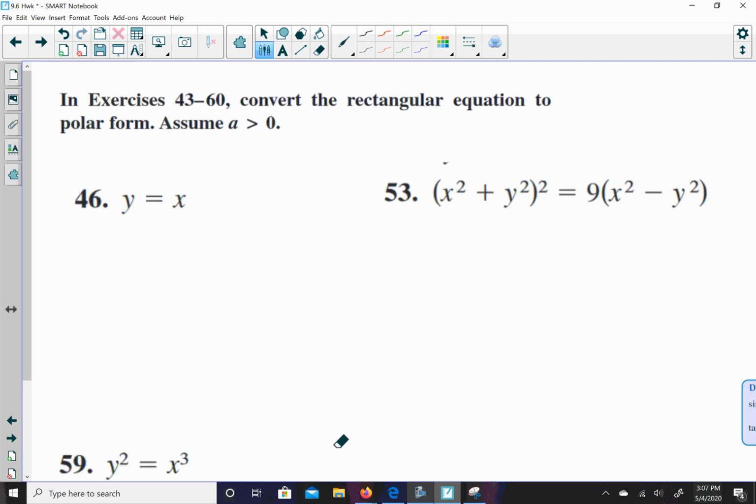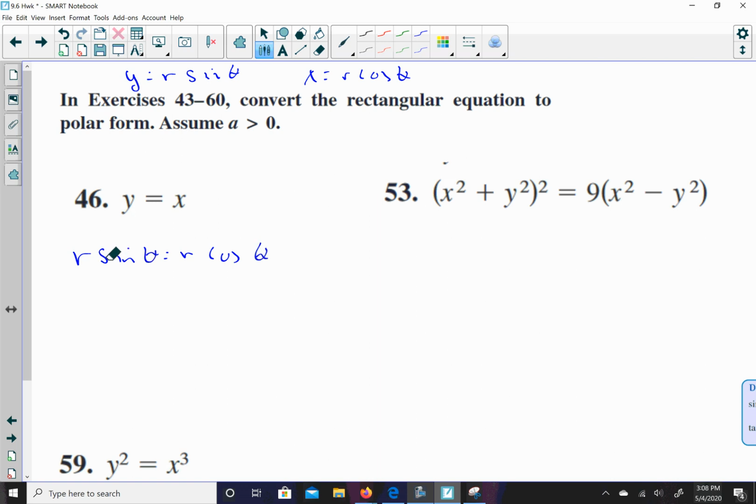Okay, 46, they wanted me to convert the rectangular equation to the polar form. And going from rectangular to polar is I think very simple, because there's only one thing you can do. And if we're going the long way about this, every place I see y, I'm going to write r sine theta. Every place I see x, I'm going to write r cosine theta. So if I do this, I'm going to say r sine theta is equal to r cosine theta.